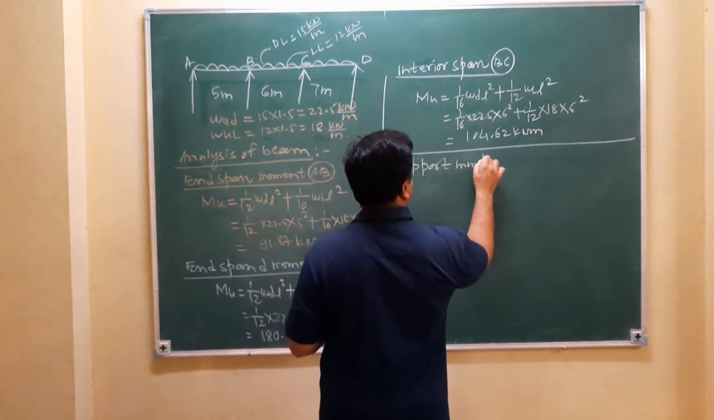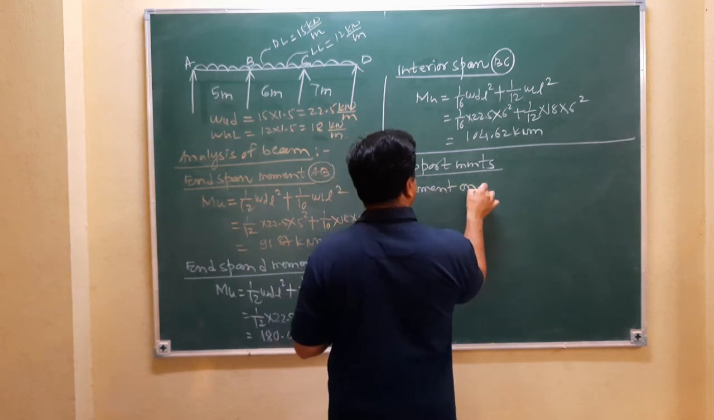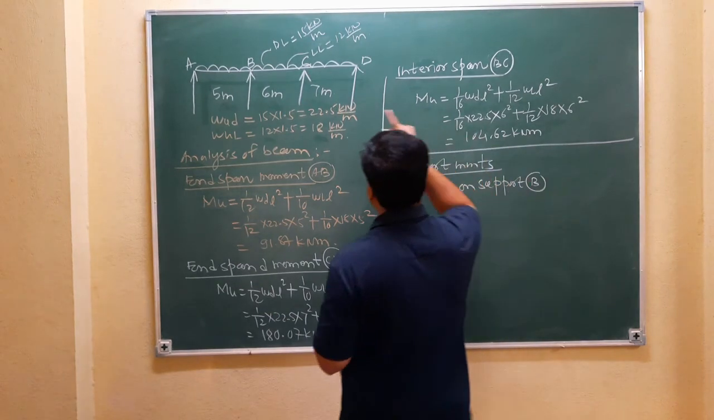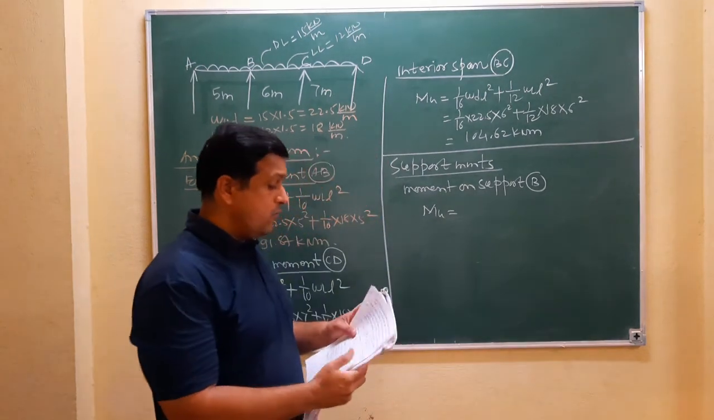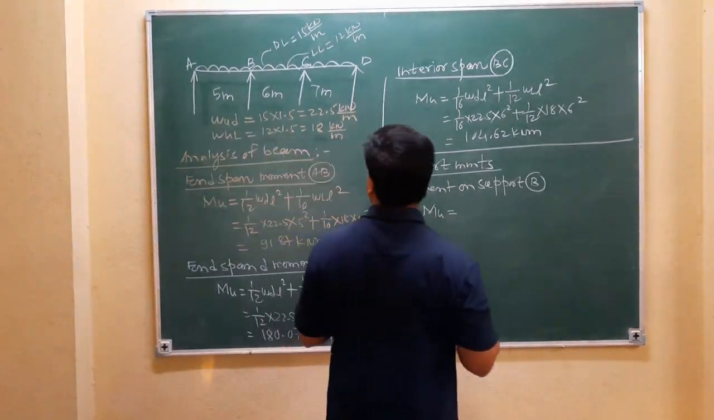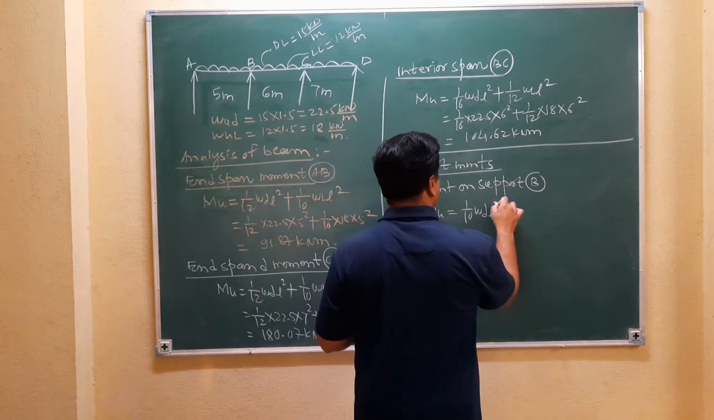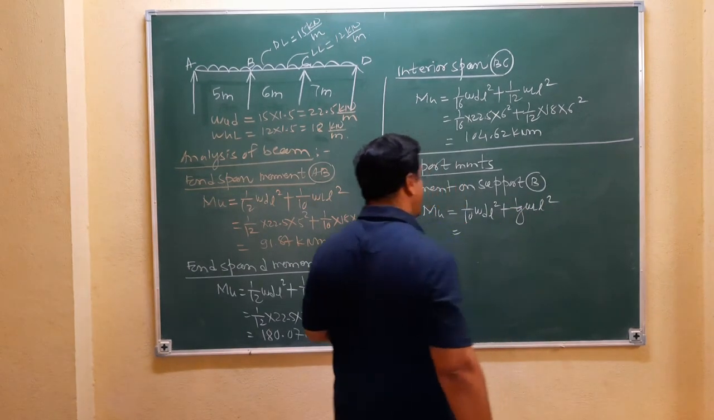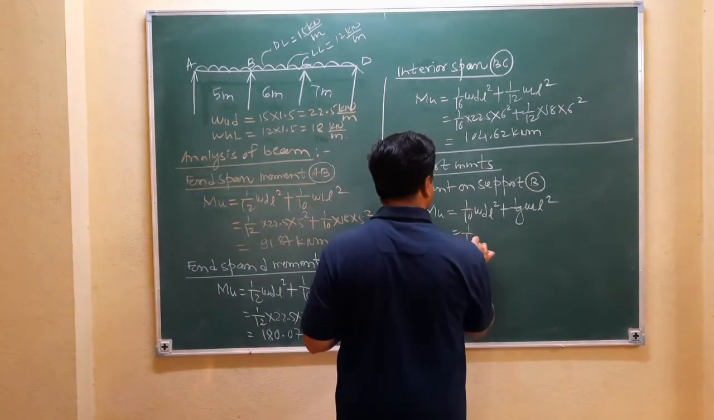Support moments. Now the moment on support B. So what is the coefficient? It is 1 by 10 W dead L square plus 1 by 9 W live L square. We have these coefficients from table 12. So put the values, this 1 by 10.